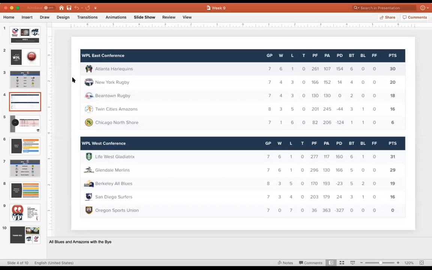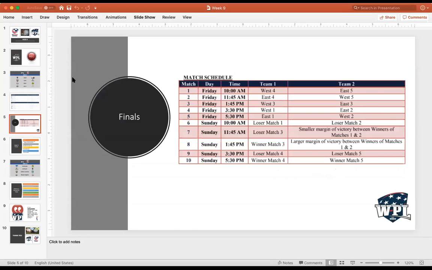So here's what it looks like. The Quins have a spot already. Then this week, New York and Beantown will battle it out for that second place in the East. And then the West is set with Life West and the Merlins going to the final. If you go to slide 5, this is what the games look like coming up at the finals. So East 1 will play West 2, West 1 plays East 2, if everybody remembers. Any questions? That's kind of what it looks like.